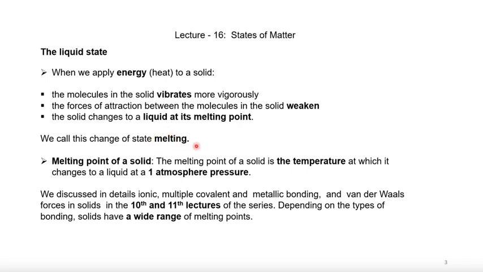Now the question comes: what is the melting point of a solid? If a solid changes to liquid at a certain temperature, the temperature at which it changes to liquid is the melting point of the solid. We talked about ionic, multiple covalent bonds, metallic bonds and van der Waals forces in our 10th and 11th lectures. Depending on the type of bond, we have many different types of solid with a wide range of melting points.